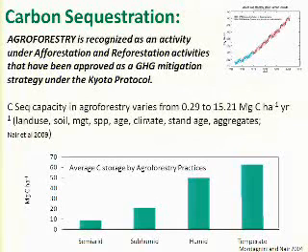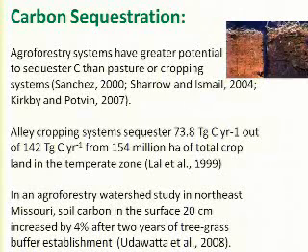When Montagnini and Nair looked at the carbon sequestration potential of different zones, temperate agroforestry has the capacity to sequester about 63 megagrams carbon per hectare per year. And other studies show agroforestry has a greater potential than other management systems. This shows agroforestry can sequester more carbon than pasture management.